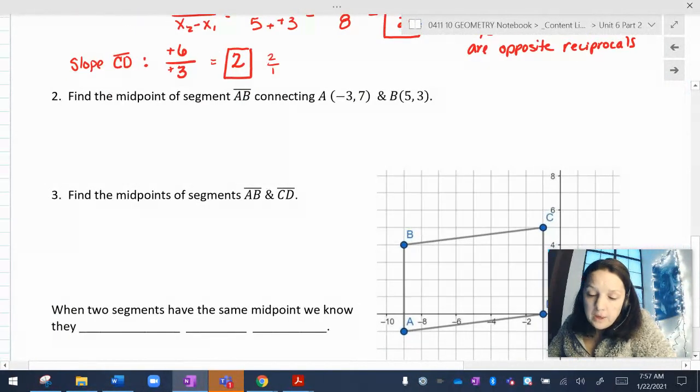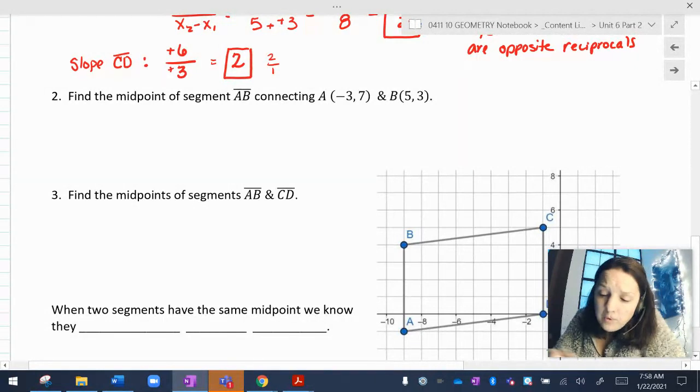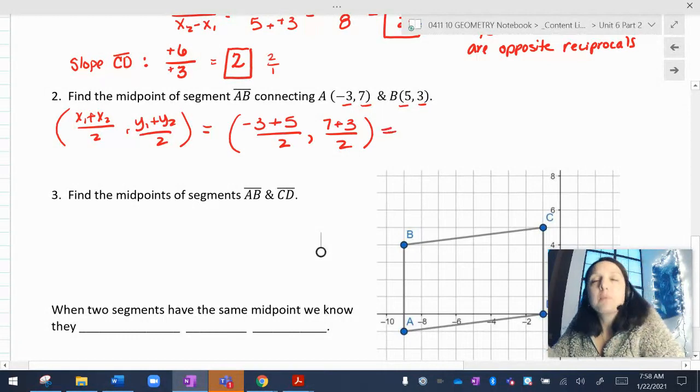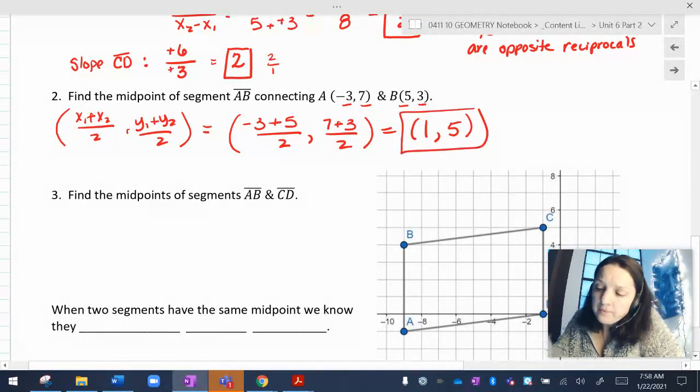All right. Done with slope. Now find the midpoint of AB. Okay, just going to use the formula. So for midpoint, we add the x's, divide by 2, add the y's, divide by 2. So add the x's is going to be negative 3 plus 5. Add the y's is going to be 7 plus 3. So negative 3 plus 5 is 2. 2 divided by 2 is 1. 7 and 3 is 10. 10 divided by 2 is 5. And there's my midpoint.